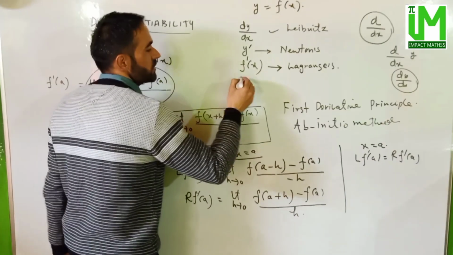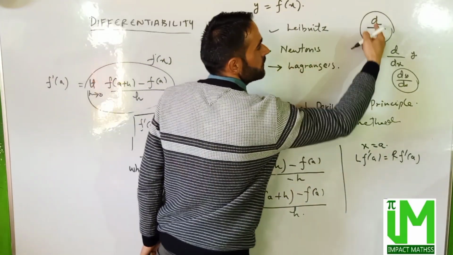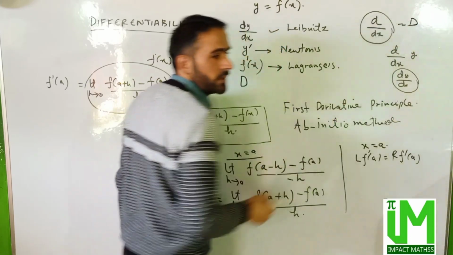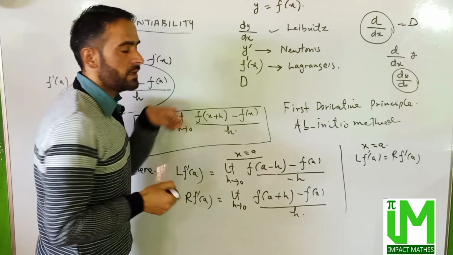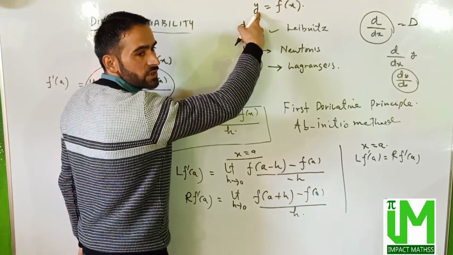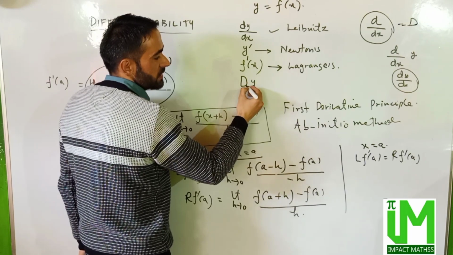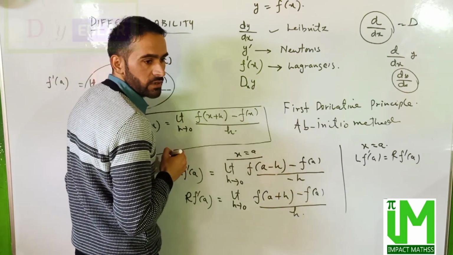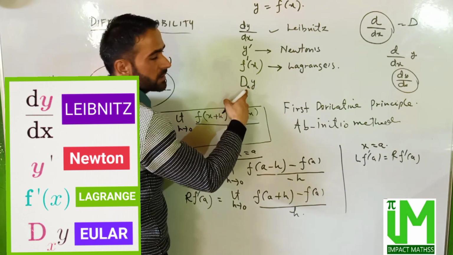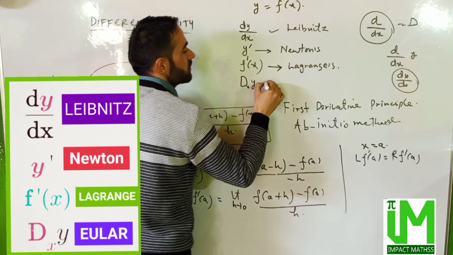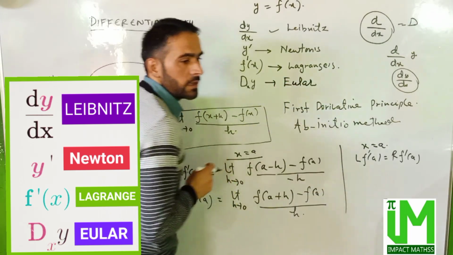And another notation uses D, which stands for the differential operator. d by dx is again equal to D. So this is the differential operator D. If we differentiate y with respect to x, this is denoted as D sub x of y, with x as a small suffix. This means the differentiation of y with respect to x, and this notation was used by Euler. So this is called the Euler notation.